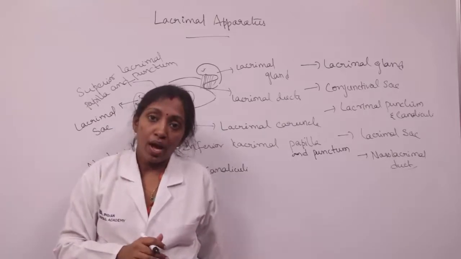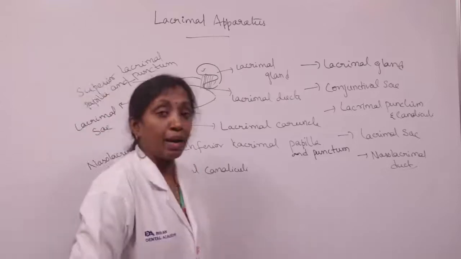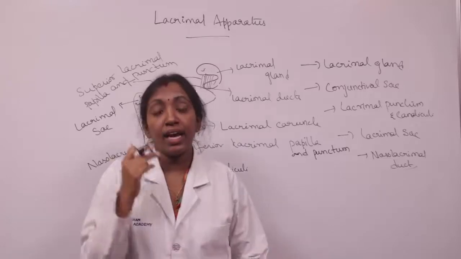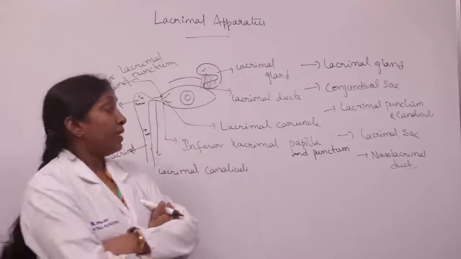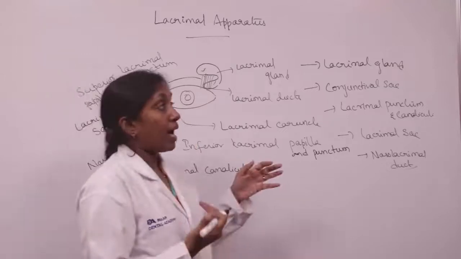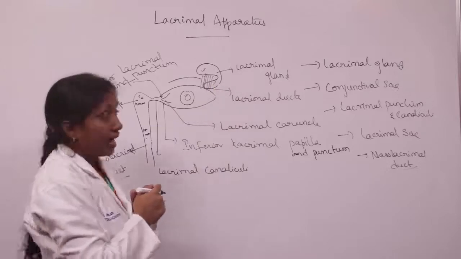and the lacrimal gland consists of two parts, the orbital part and the palpebral part. The orbital part is situated in the orbit and the palpebral part is situated in the upper eyelid. The orbital part is comparatively larger when compared to the palpebral part.